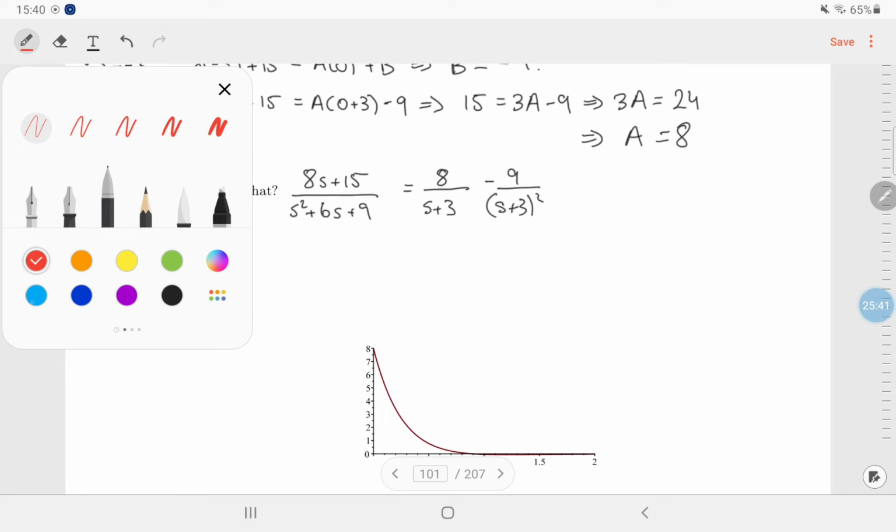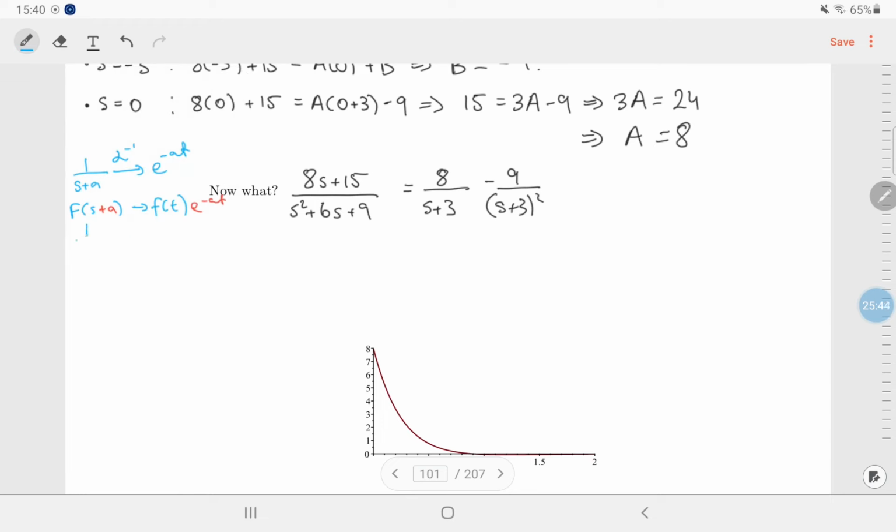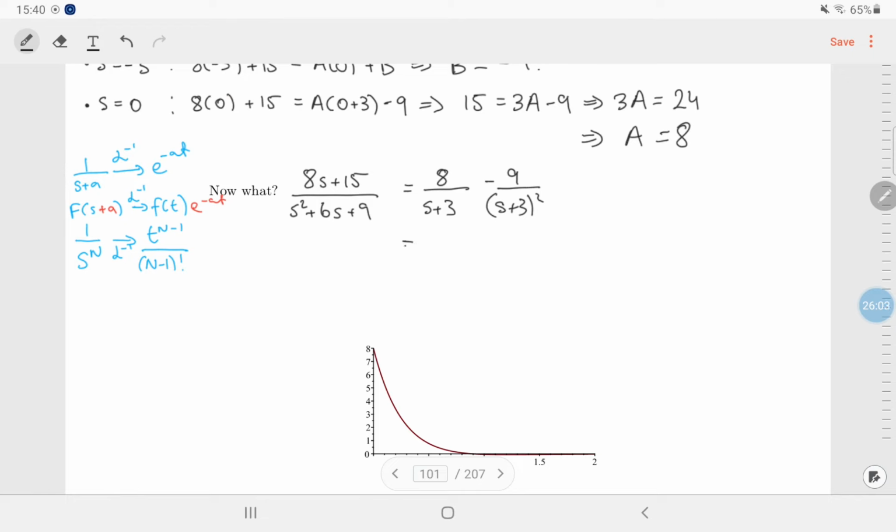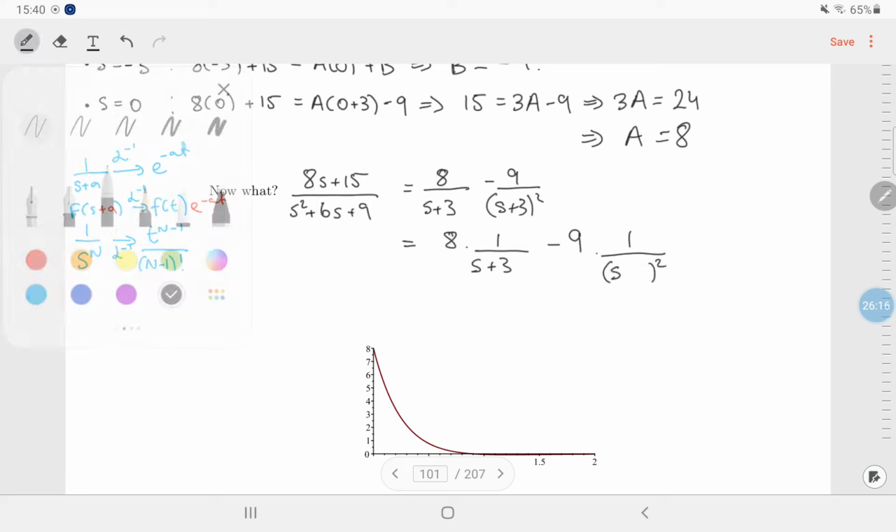Now, can we deal with a 1 over s squared? Well, we can, because we have in the tables that 1 over s to the n goes back to t to the n minus 1 over n minus 1 factorial. All these arrows are inverse Laplace transforms. Okay, so I'm going to rewrite this slightly differently. I'm going to rewrite it as 8 times 1 over s plus 3, and similarly for the 9 times 1 over s squared, but shifted, the s is shifted to s plus 3.